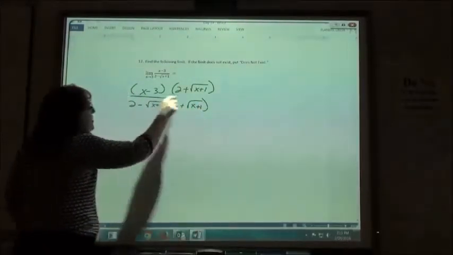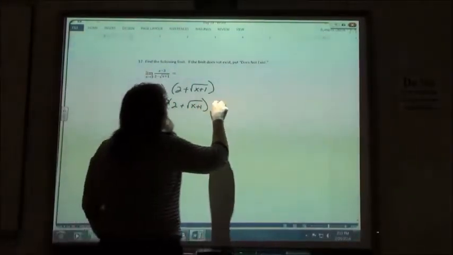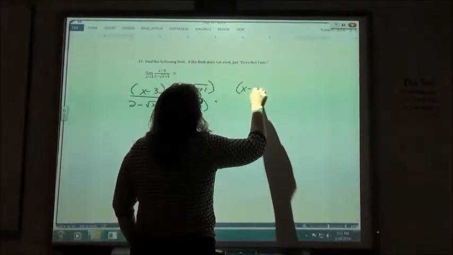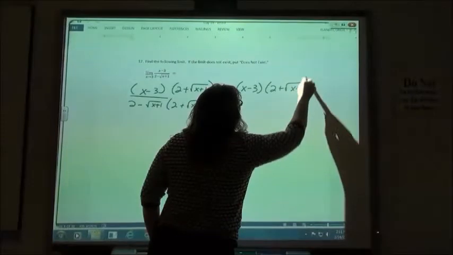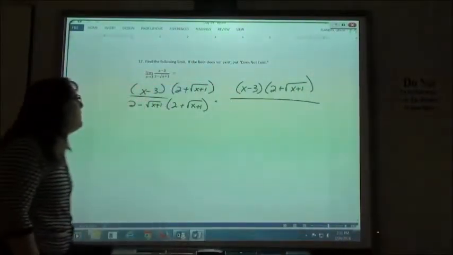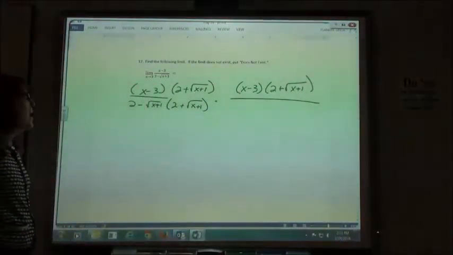And again, on the top part, I'm just going to leave that alone. So I'm going to have the x minus 3, and then I'm going to have 2 plus the square root of x plus 1. And I'm just going to FOIL out the bottom where I'm multiplying by my conjugate.